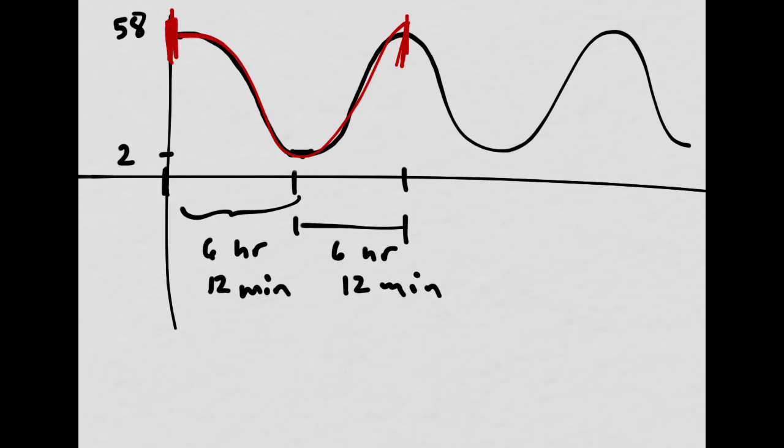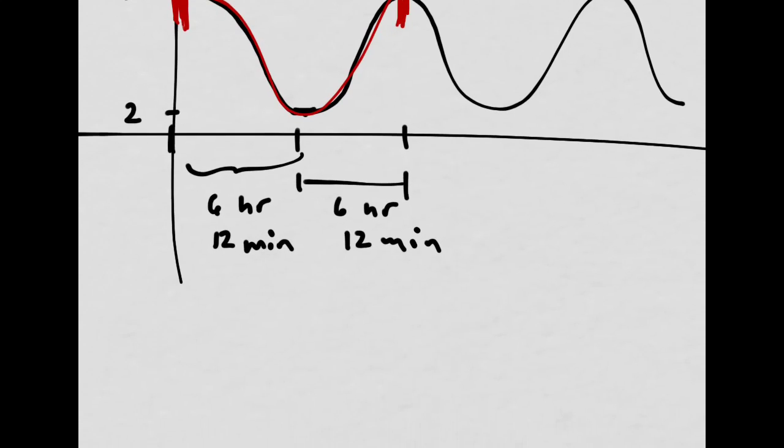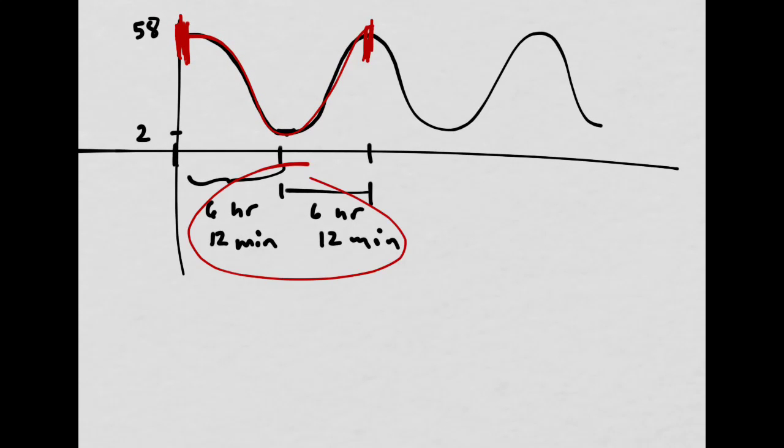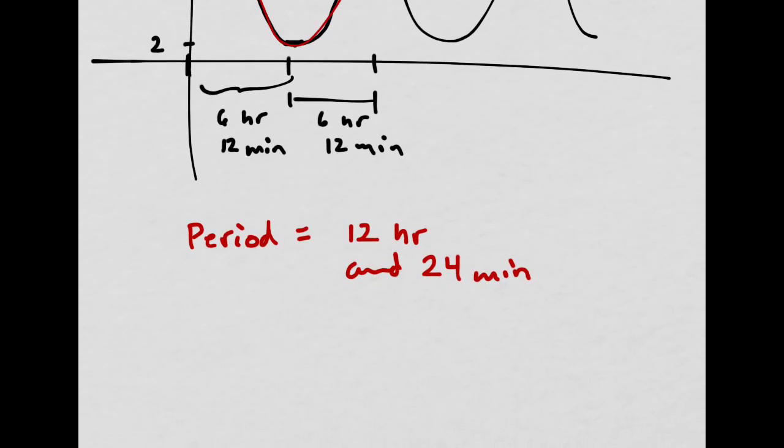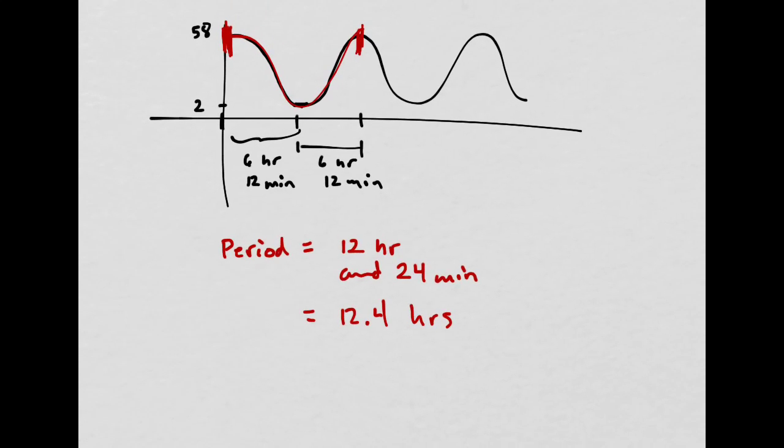1 period, remember, from here to here till it starts over. 1 period is just 2 of those things, so it's 12 hours and 24 minutes. And if you do 24 divided by 60, we can get it as a decimal. So that's what I'm going to do right now. 24 divided by 60. That's 0.4. So that'll be 12.4 hours for the period.